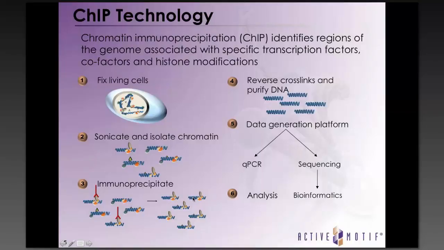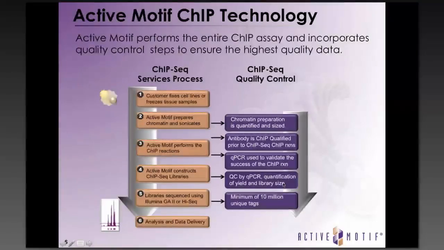And that ChIP DNA can be analyzed in different ways. The first on a gene-by-gene basis using qPCR, but also the whole population can be sequenced and analyzed bioinformatically to identify where those binding sites are. As I mentioned at the beginning, Active Motif has an Epigenetics Services group that performs end-to-end ChIP-Seq, and Active Motif's ChIP technology follows the same basic steps that I outlined in the previous slide.